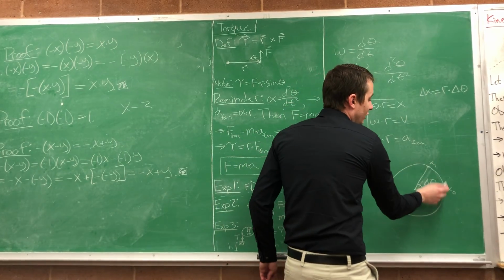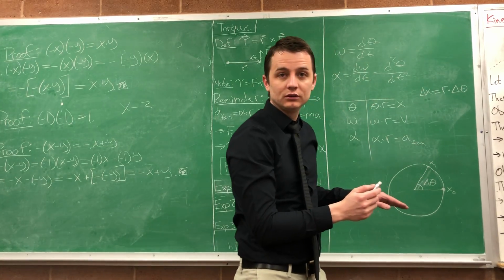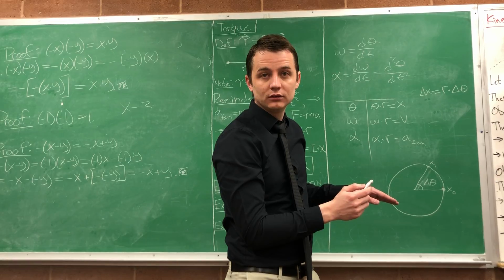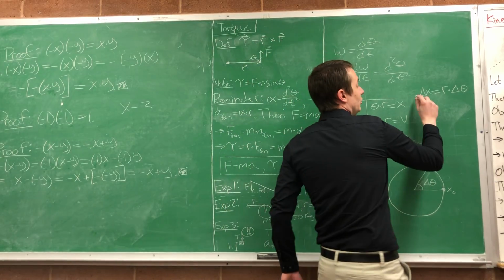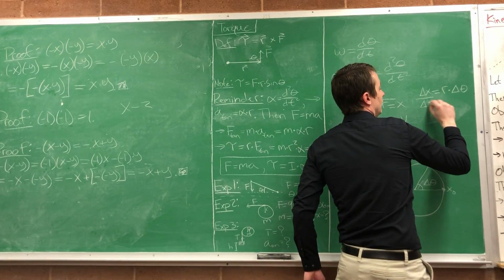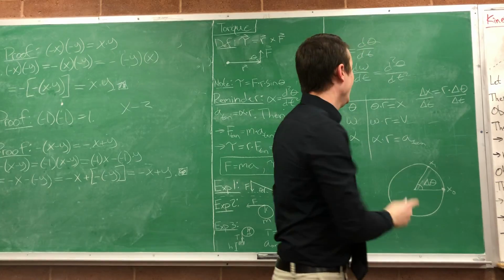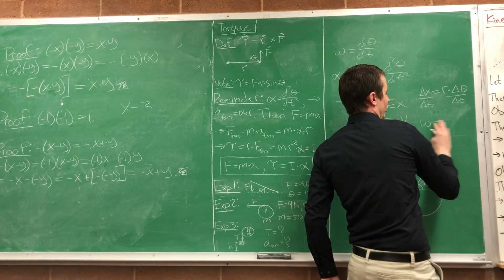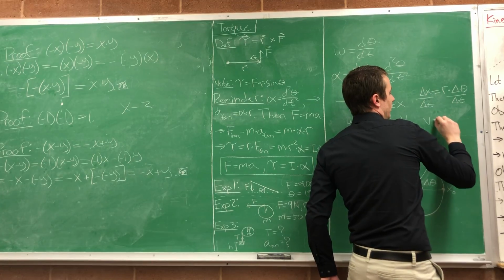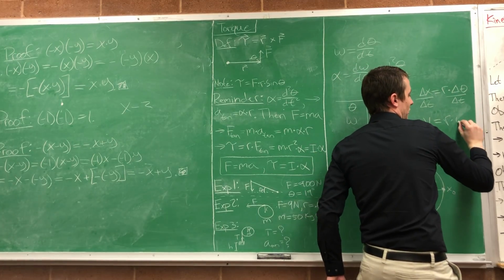And to get the linear velocity, how do I calculate linear velocity? I do delta x over delta t. And so now I get that velocity is equal to r times delta theta over delta t. That's what we mean by omega.